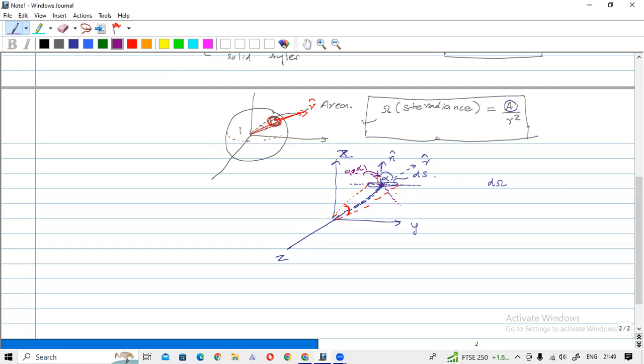So this one and this one also 90. This angle also will be 90 minus alpha. You can see that this is the line perpendicular to r hat, so this angle also will be 90. So what is the angle? This angle, that is alpha.